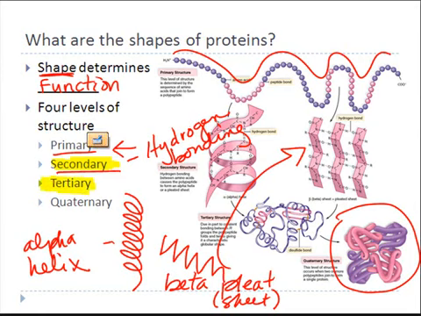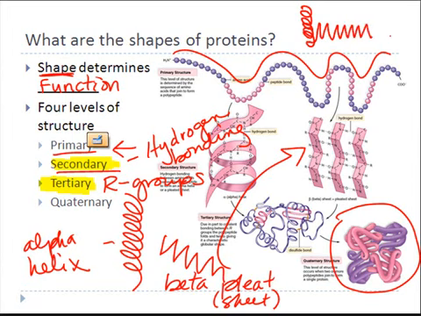The tertiary structure is basically interactions between the R groups. So when the R groups interact with each other, they may either be attracted to one another or they may repel each other. And the end result is we can get, for example, you could have an alpha helix at a right angle to a beta pleat. That might be one tertiary structure. Or you could have an alpha helix parallel to a beta pleat.